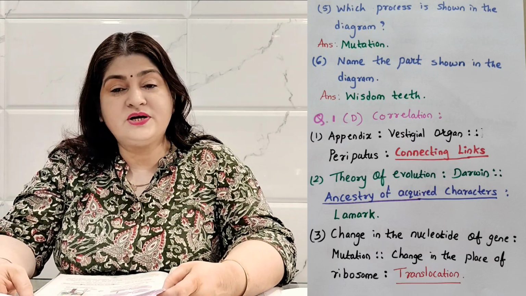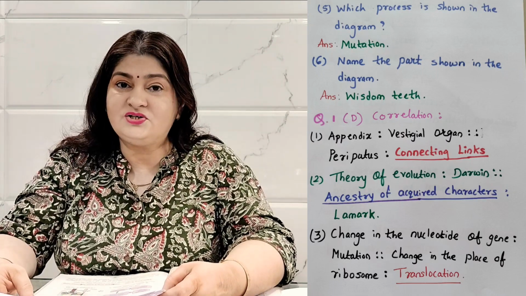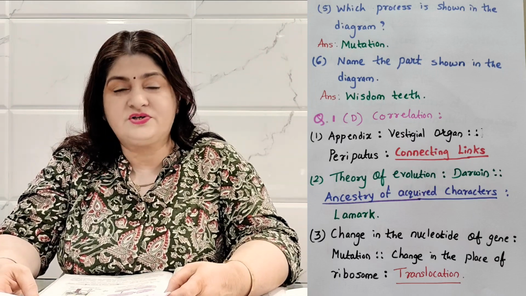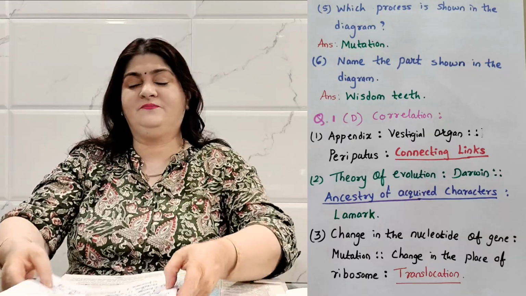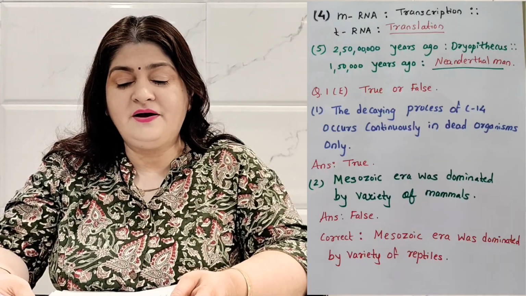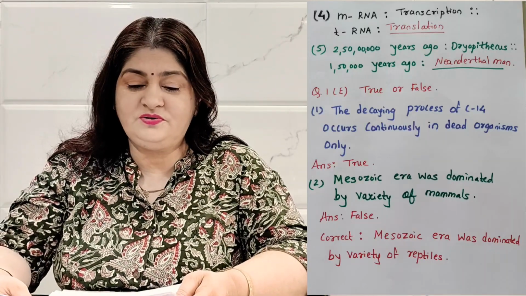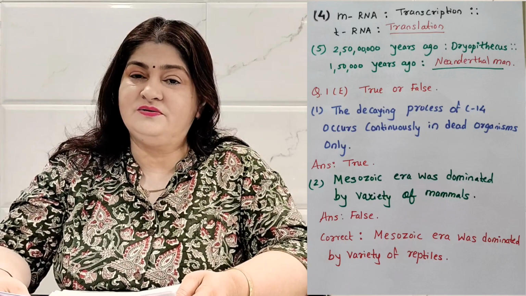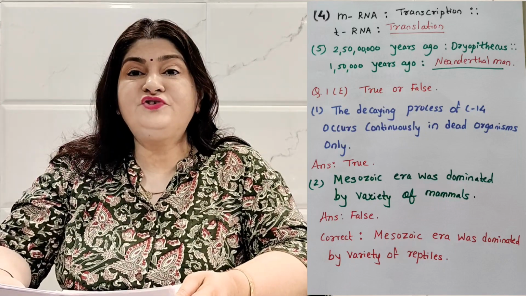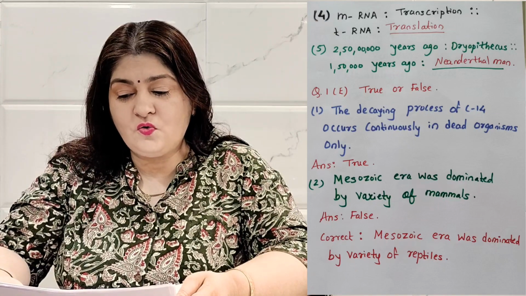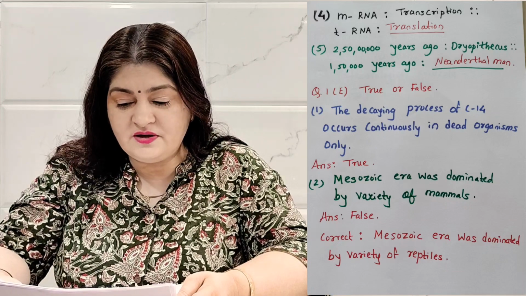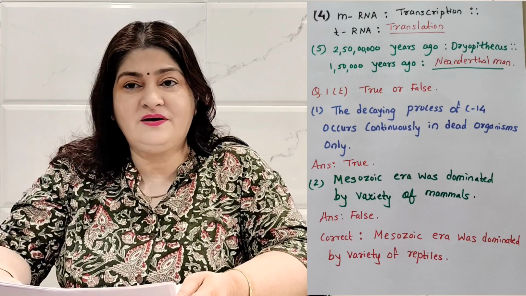Change in the nucleotides of a gene is the mutational theory, and change in the place of ribosome is called translocation. Fourth correlation: mRNA, it is transcription, whereas tRNA, it is translation. Then fifth one: 250 lakh years ago, Dryopithecus, whereas 1,50,000 years ago, that is Neanderthal man.